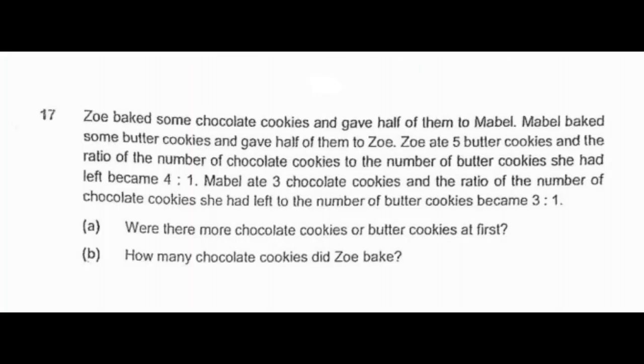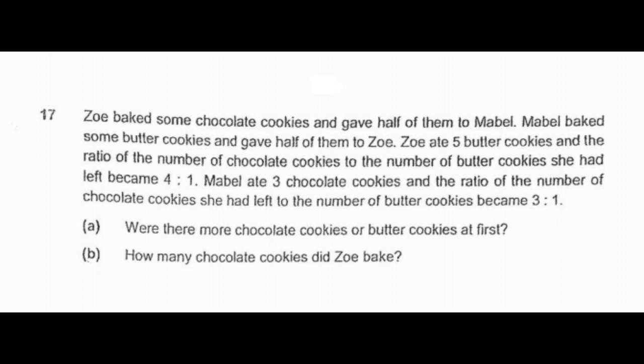Let's look at a question asked by a subscriber from Temasek Primary 2020 Prelims paper. This is question number 17. Zoe baked some chocolate cookies and gave half of them to Mabel. Mabel baked some butter cookies and gave half of them to Zoe.